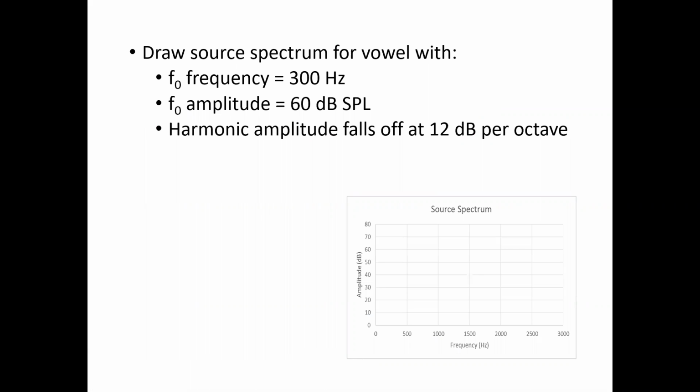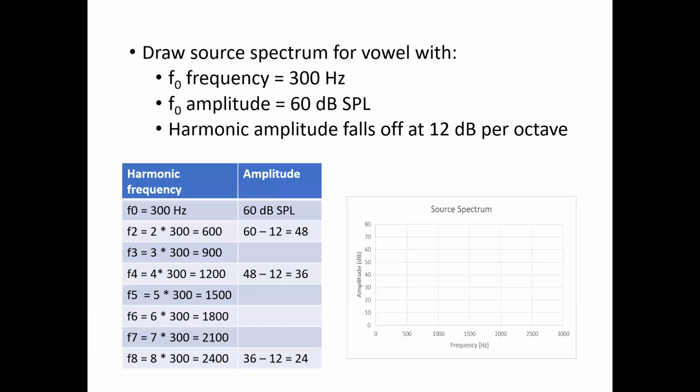And this is a pretty typical voice, so the amplitude of the harmonics falls off or rolls off at a rate of about 12 decibels per octave. And remember that an octave means a doubling in frequency. So what I like to do is draw myself a table. I'm going to start by putting in the fundamental frequency, which is 300 hertz, and its amplitude, which was given, is 60 dB SPL.